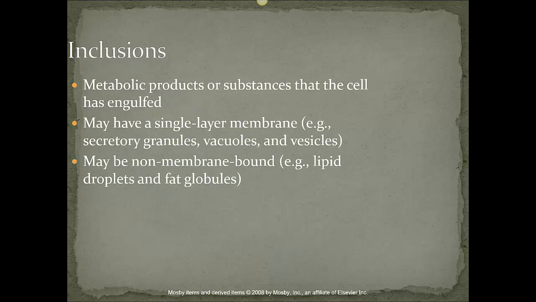Inclusions are substances in the cells that the cells actually brought in, and so these can be vesicles, vacuoles, granules, different things like that that are membrane bound. In the case of secretory granules, vacuoles, and vesicles, these things can be made at the Golgi apparatus and then stored in the cell for use at a later time.